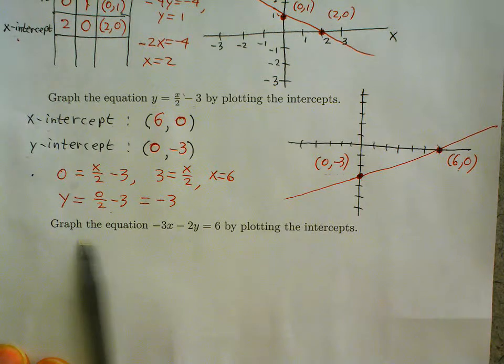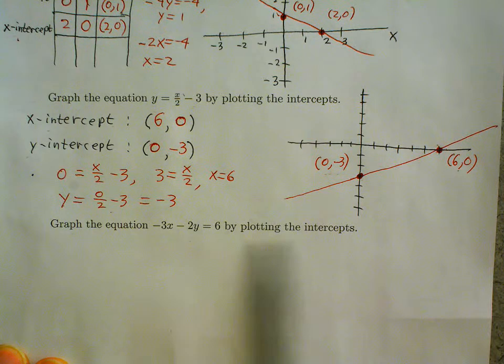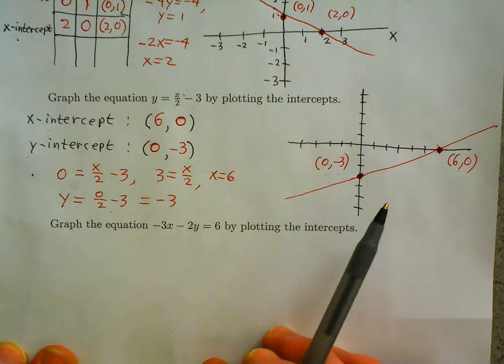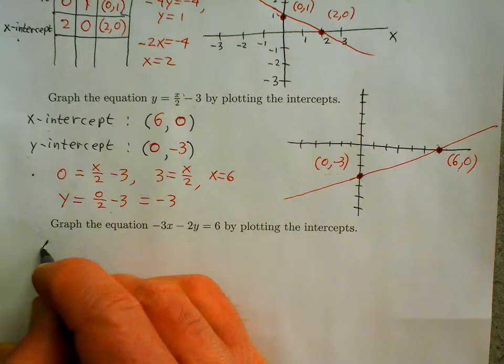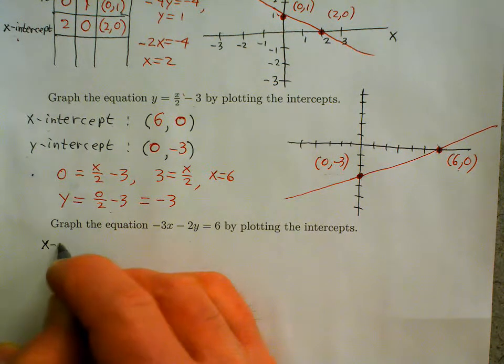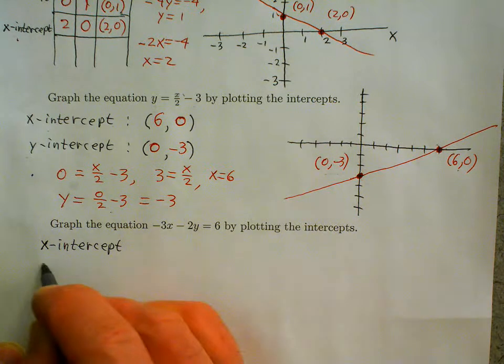So let's graph this equation, negative 3x minus 2y equals 6, by plotting the intercepts. So we'll find the x-intercept and then the y-intercept.